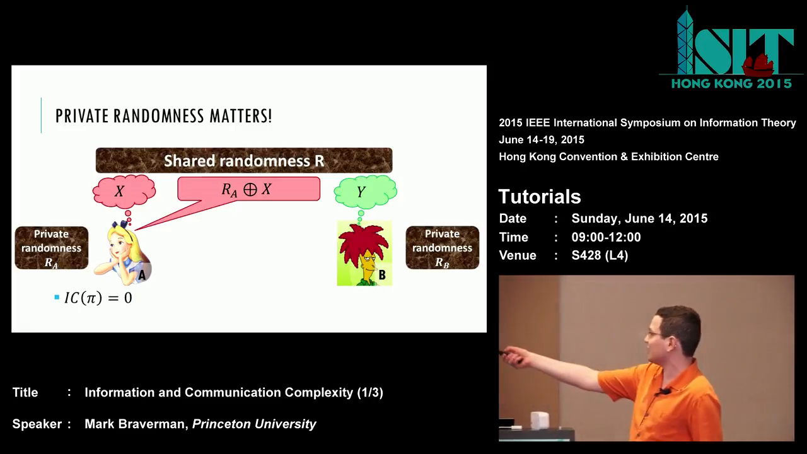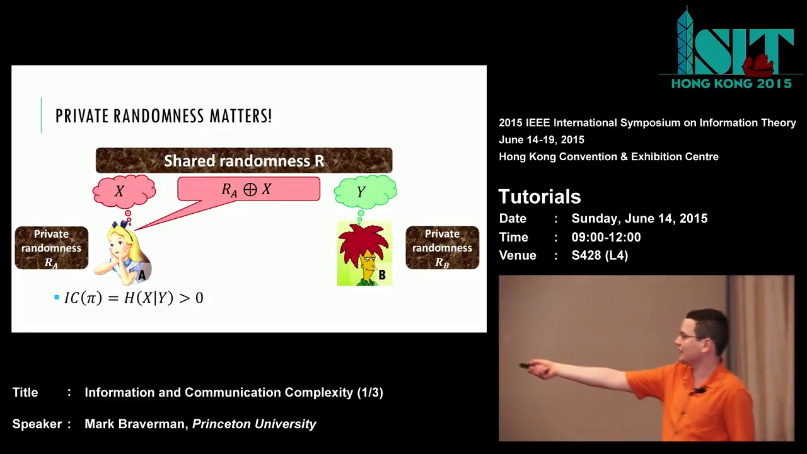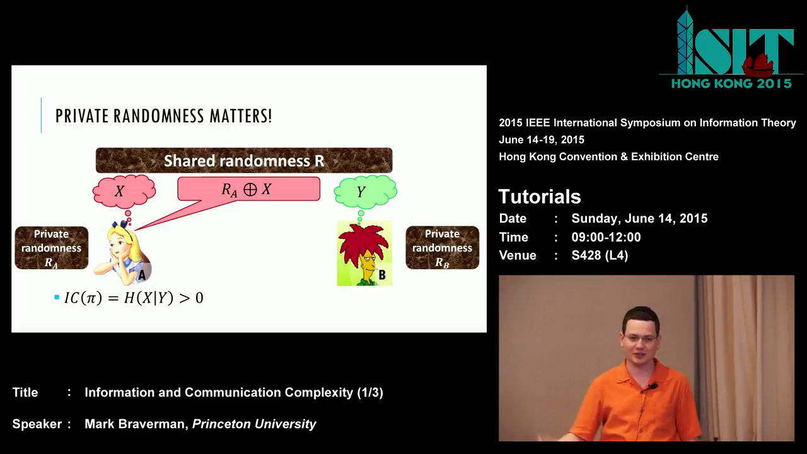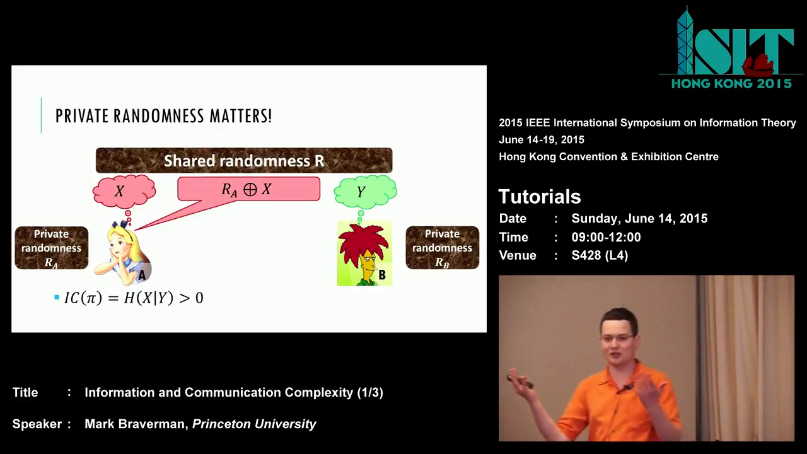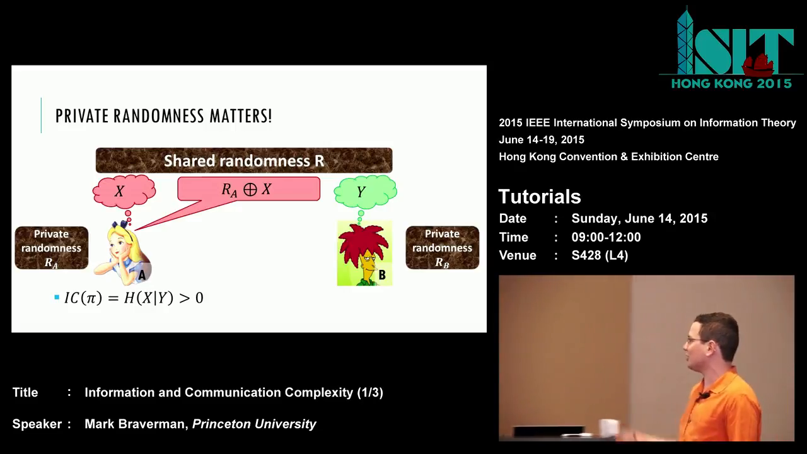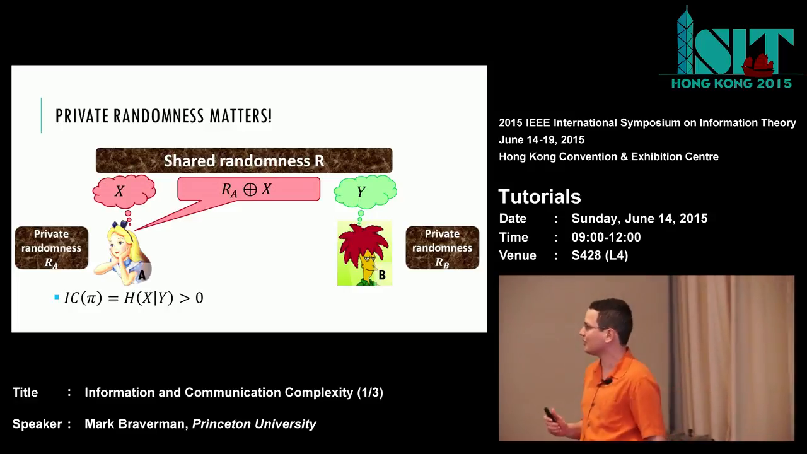Now suppose I got rid of the private randomness or made it public. Suddenly, you learn everything. So the information cost is actually the relative entropy, which is all the information available in X to someone who already knows Y. So private randomness actually matters a lot, and we'll see this in other examples.